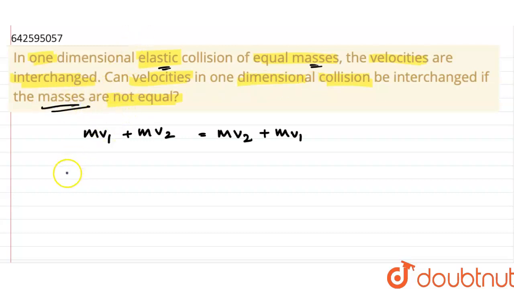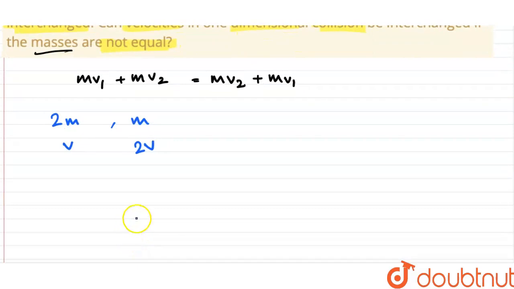When the masses are not equal, suppose let's say the mass of one object is 2m and another is m, and 2m is traveling with velocity v and m is traveling with velocity 2v. Okay, so now what will be the conservation of linear momentum?